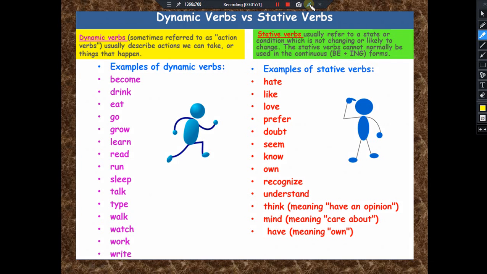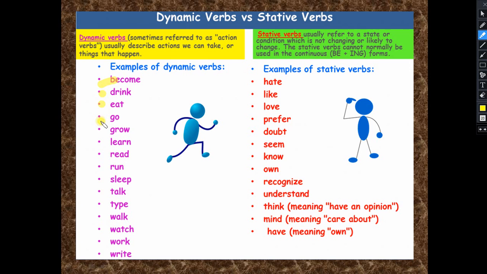Action verbs are called dynamic verbs. Sometimes referred to as action verbs, they usually describe actions we can take or things that happen. Now see, some of the examples are over here: become, drink, eat, go.